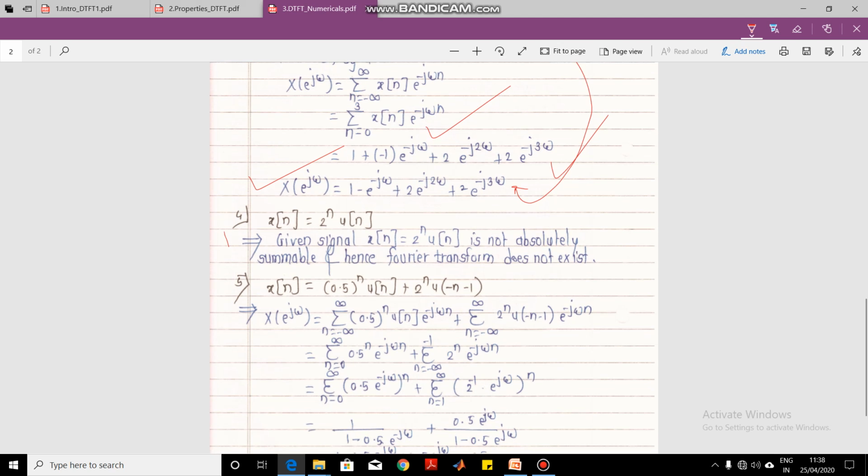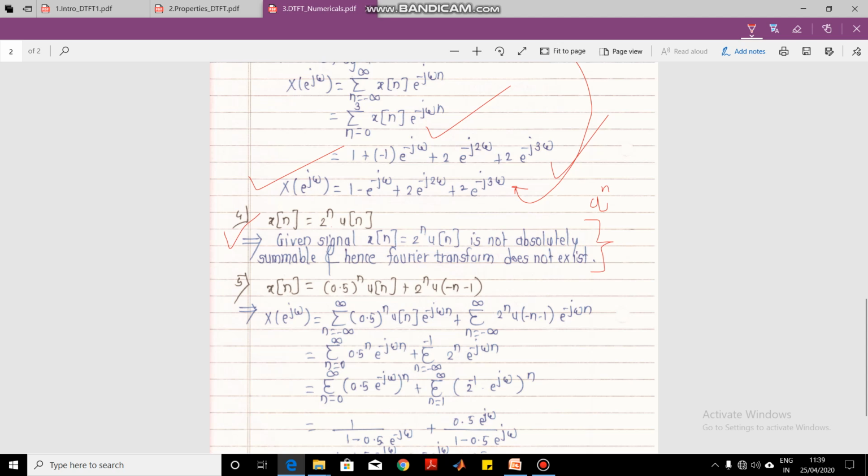Now sometimes the signal is given like this, 2 raised to n u of n, but if you look closely, this signal is not absolutely summable because it is a raised to n. This signal is a raised to n and a is greater than 1, and if you find the summation of this equation, then it is not absolutely summable. And the Dirichlet condition states that in order to find the Fourier transform, the signal should be absolutely summable if it is a discrete time signal, and it should be absolutely integrable if it is a continuous time signal.